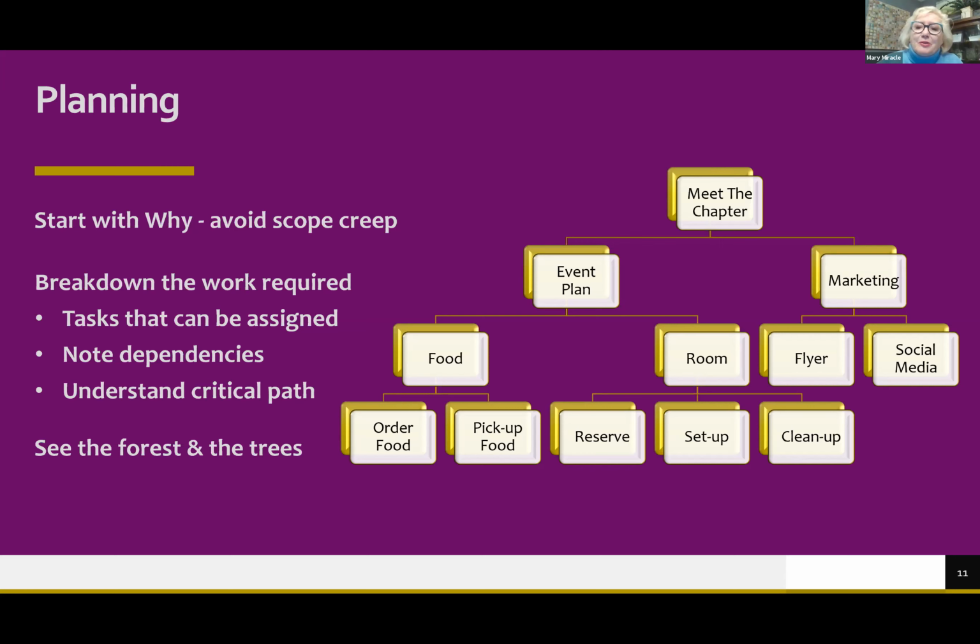I did have one other question regarding the triangle. I thought it was interesting about the time, the scope, as well as the cost. Do you ever find that once you have everything established, people want to pile on? Oh yeah, let's do this. Yes, I see a few shaking heads. It's so easy to do.